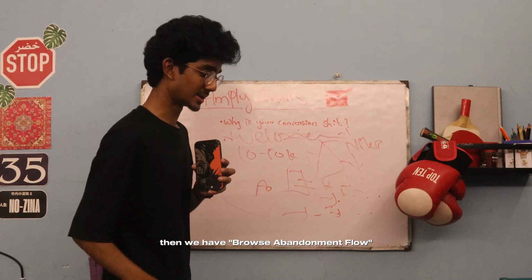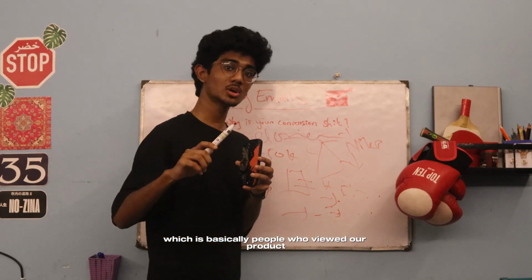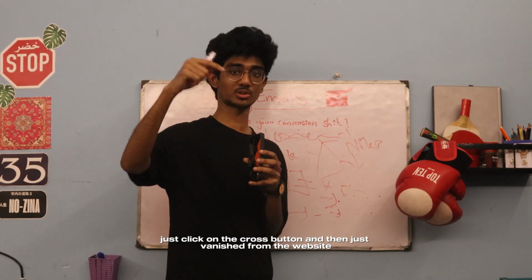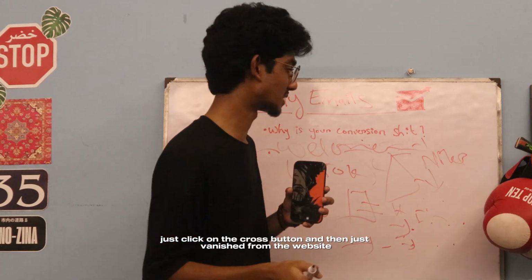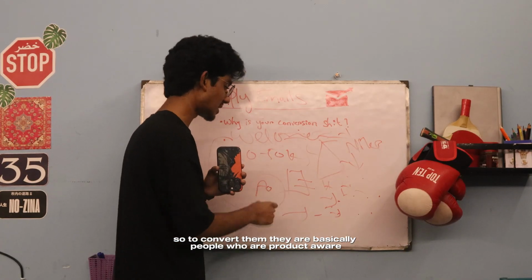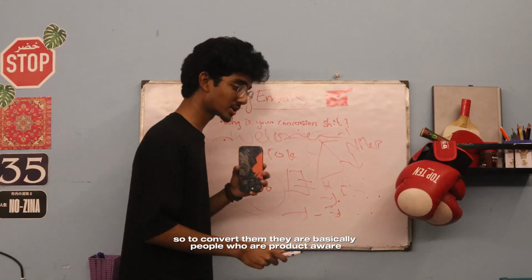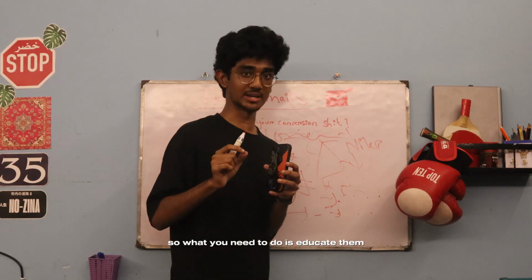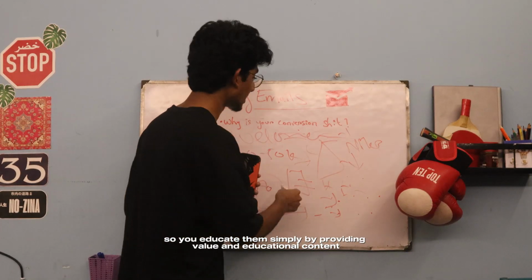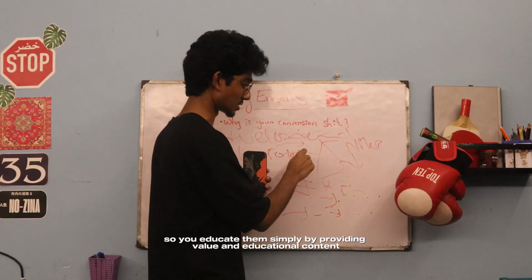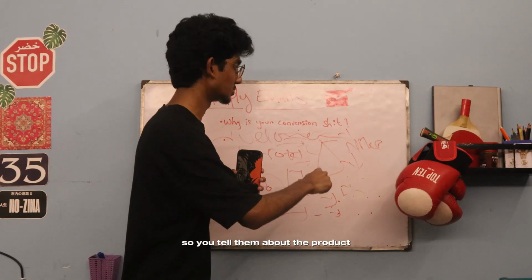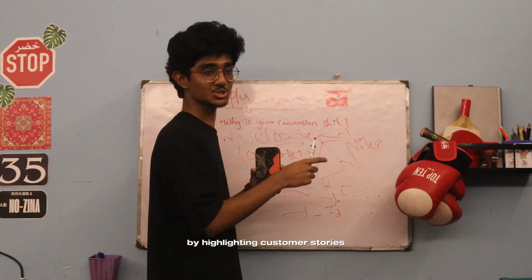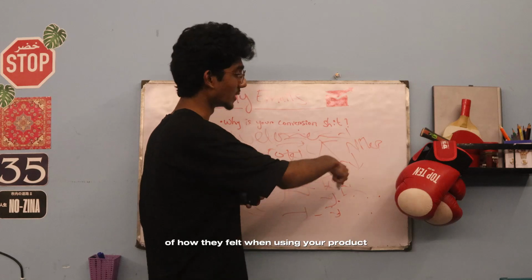Then we have the browse abandonment flow, which is basically people who viewed our product and then just went out from the website, just clicked on the cross button and then just vanished from the website. To convert them, they are basically people who are product aware but are not feature aware. So what you need to do is educate them. So you educate them simply by providing value and educational content. So you tell them about the product, you give them testimonials from your other customers, and you target their emotions by highlighting customer stories of how they felt when using your product.